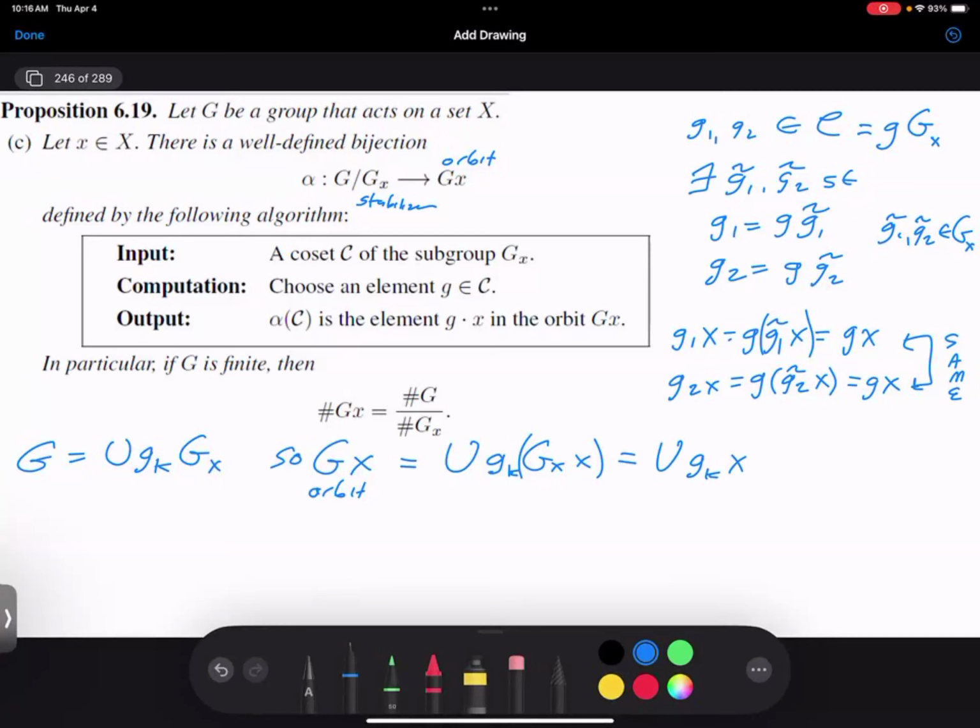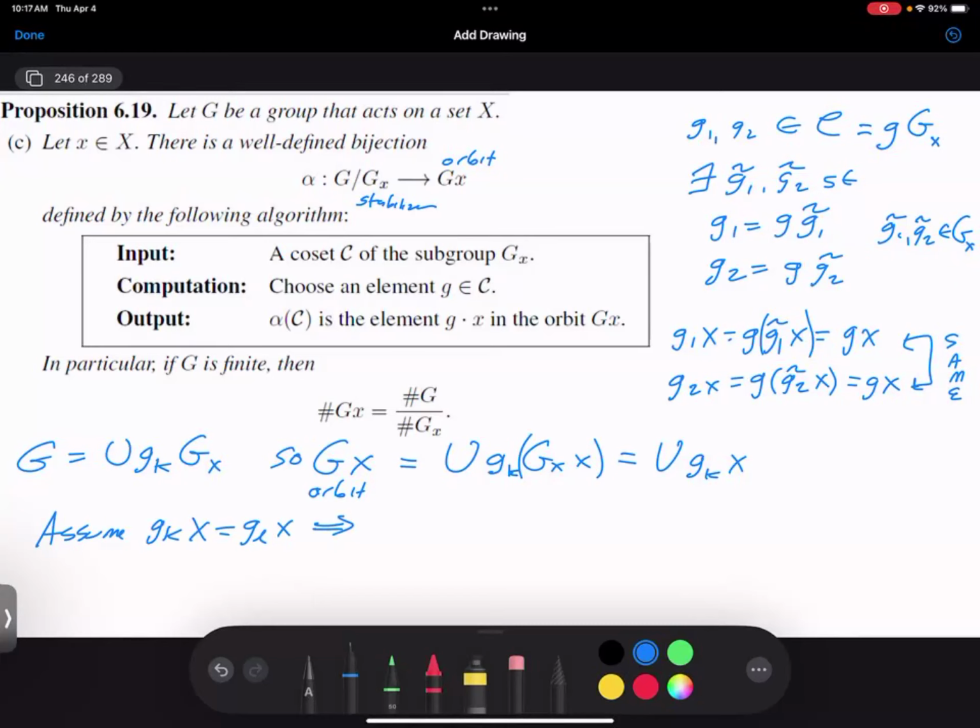So the orbit really is going to be the same as this. All we have to do now is make sure that we don't have two different cosets going to the same element in the orbit. We've clearly shown that we get everything in the orbit. Everything in the orbit has been hit from one of these cosets. We just have to make sure that two different cosets don't go to the same thing. So assume, say, GKX equals GLX. What does that imply? So we're assuming two different cosets get mapped to the same element in the orbit.